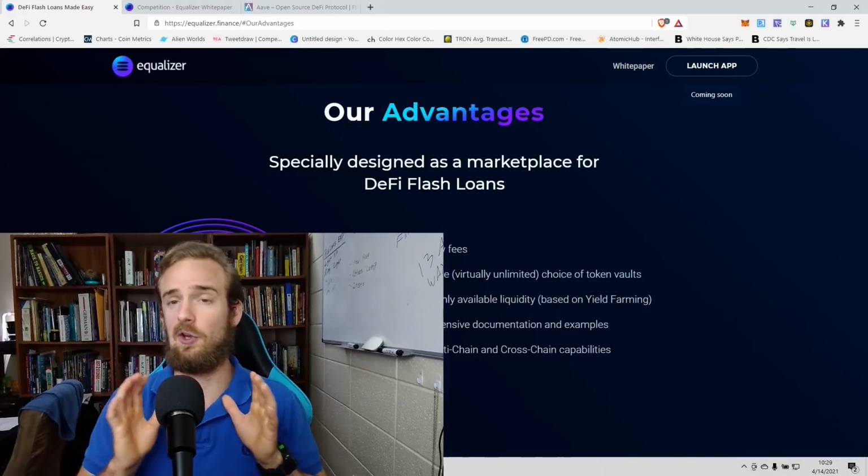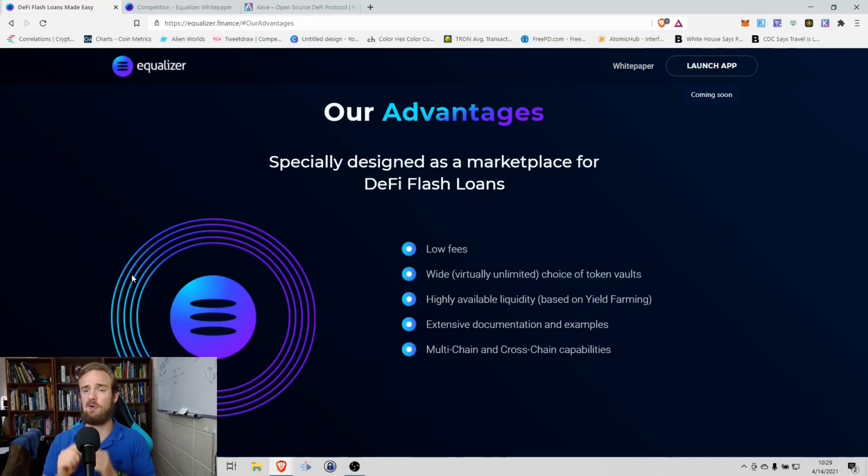So Equalizer Finance hopes to change all of that by introducing a platform that is specifically created for giving Flash loans with low fees, cross-chain compatibility, and even better, providing a long-term incentive for those liquidity providers that keep their funds in the protocol and smooth out those transitions between bull, bear, and sideways markets.